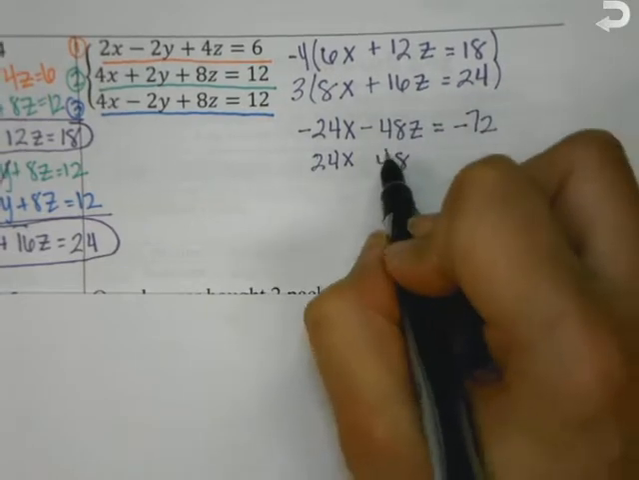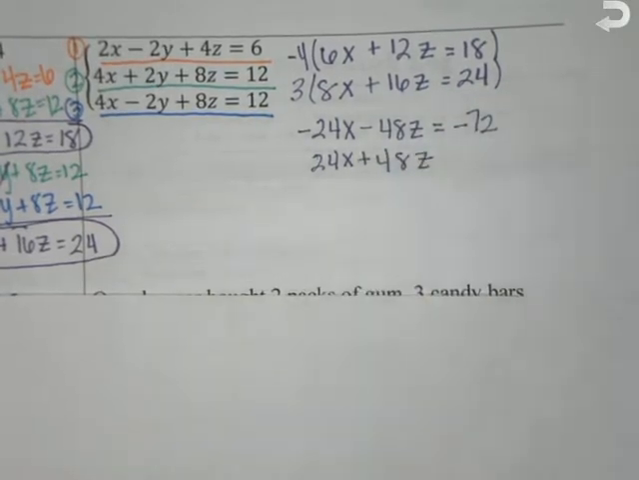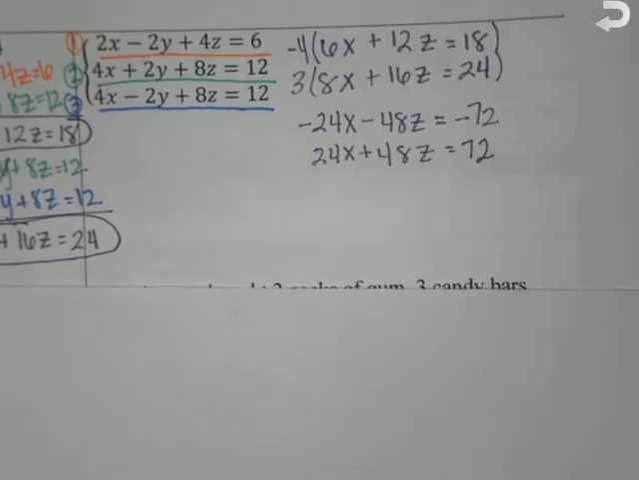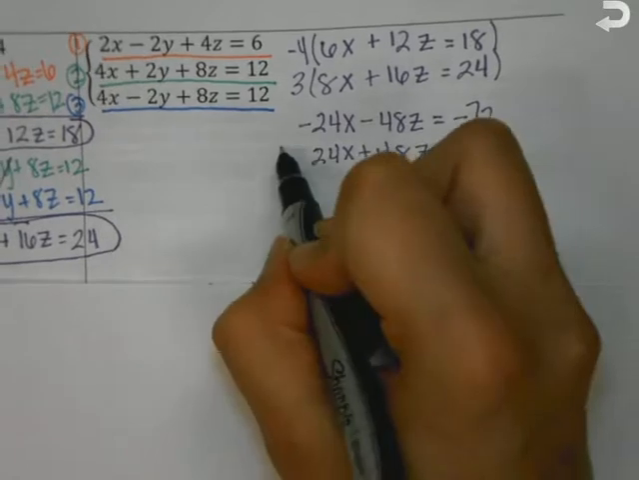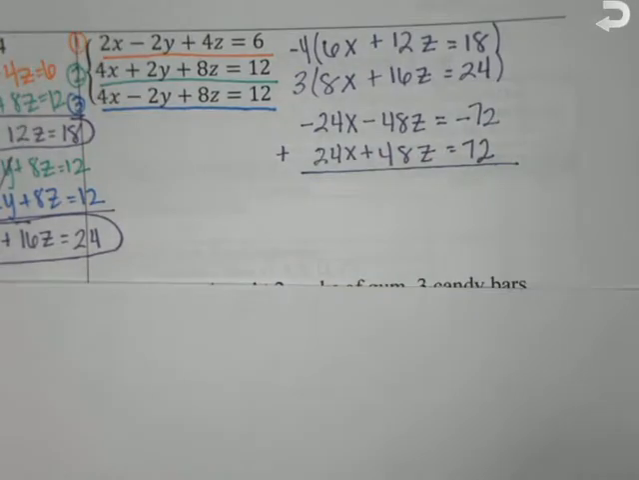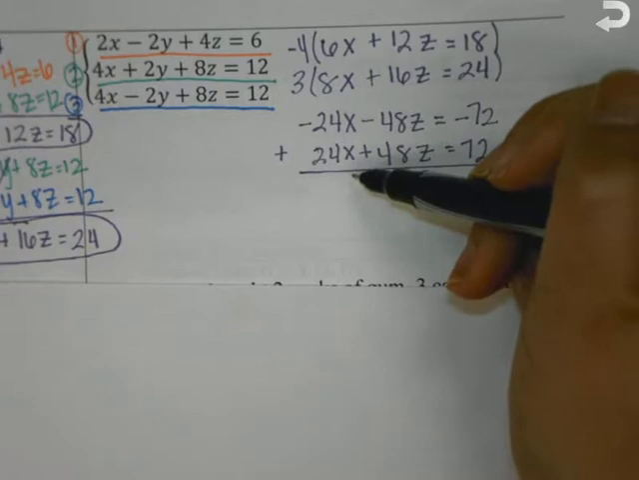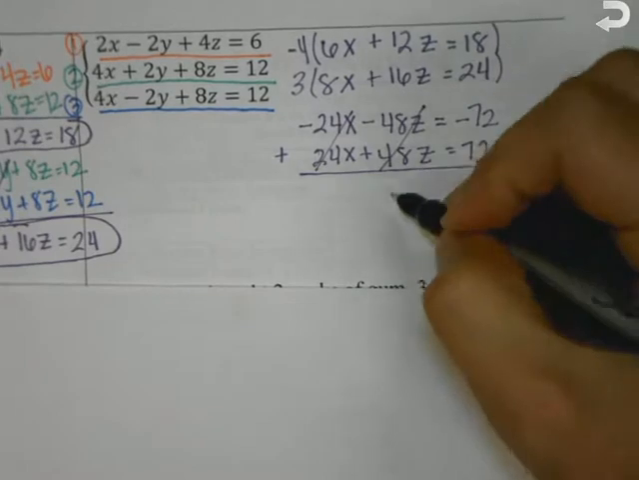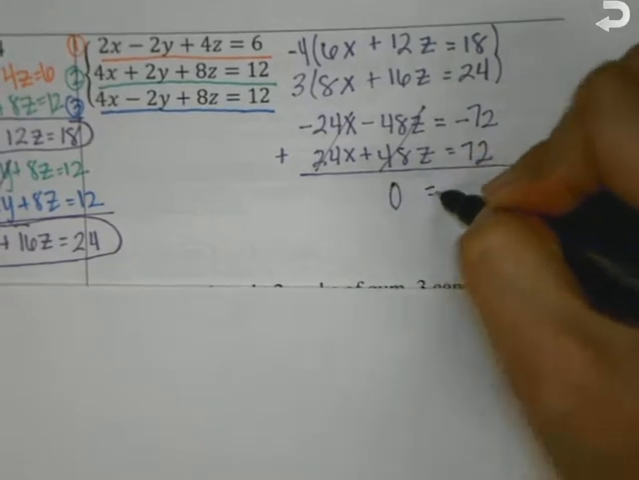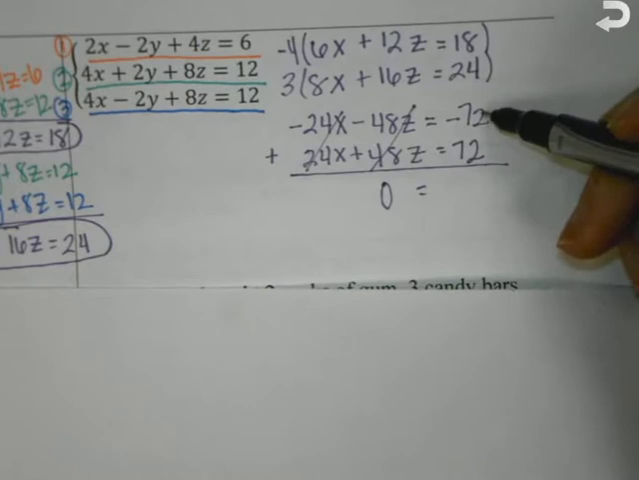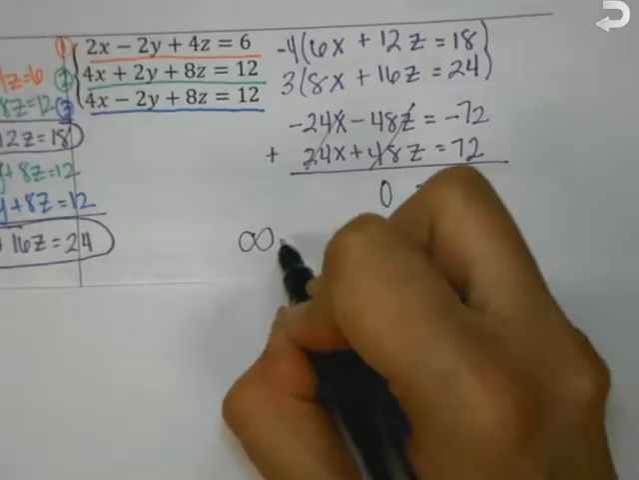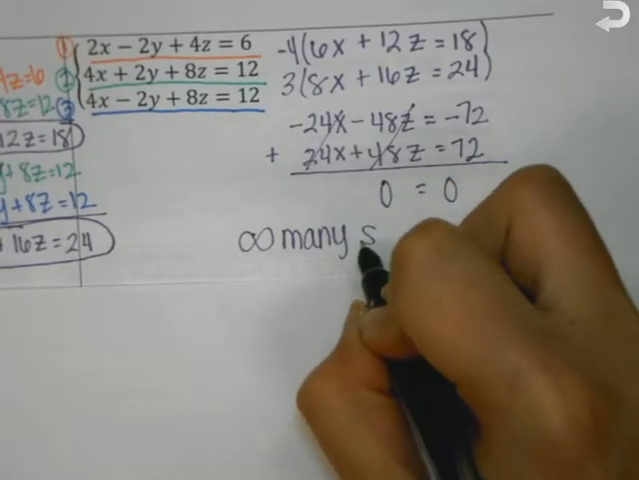Anybody see what's going to happen here? When we add the two equations together, negative 24 plus 24 cancels. Negative 48 plus 48 cancels. So I'm left with what on the left? 0 equals negative 72 plus 72? 0. Is this a true statement or a false statement? True. So our answer is infinitely many solutions. We got a true statement, and all of our variables canceled each other out. So we have infinitely many solutions.